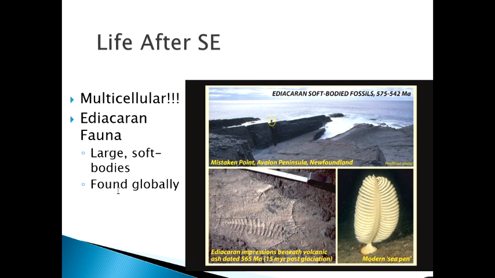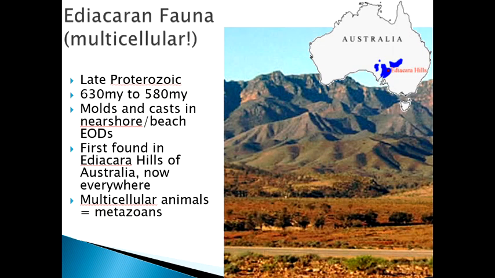Soft bodies, how do we know they're soft bodies? Well, there's no real evidence that they have hard parts. We're not preserving shell or bone or teeth. We're preserving impressions. So if you think about it, if you go to the beach today and walk on it, you leave a set of footprints. You're gone, but there's footprints. There's evidence that you were alive.